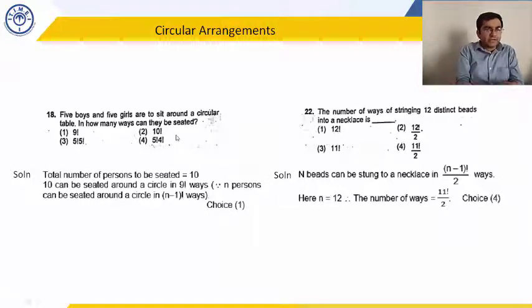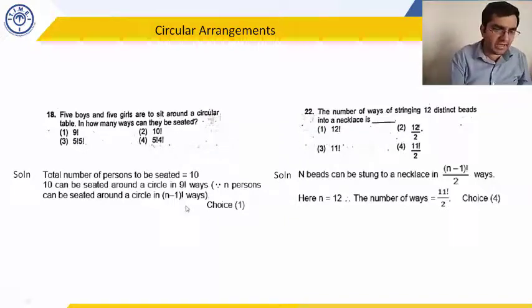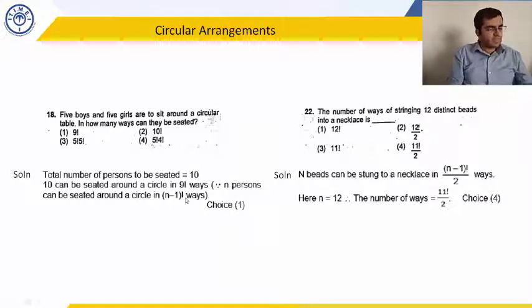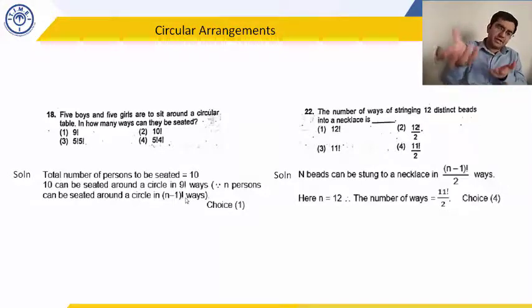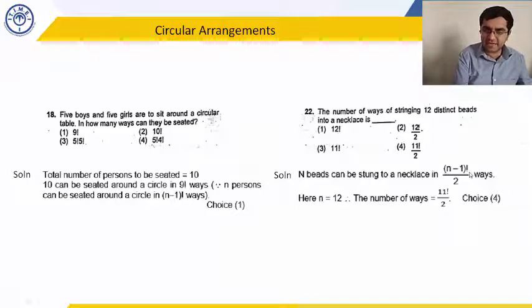But when you have a circular table, you cannot pick up that circular table and flip it. Then in that case, your formula will be n minus 1 factorial. Just this much you need to know. For a circular arrangement, if you can pick up your arrangement and flip it, like in the case of a necklace, then the number of ways is n minus 1 factorial divided by 2.